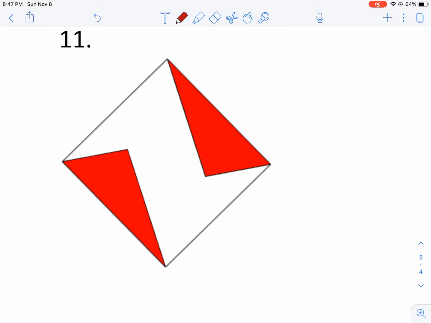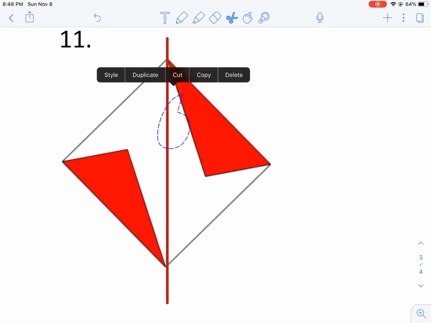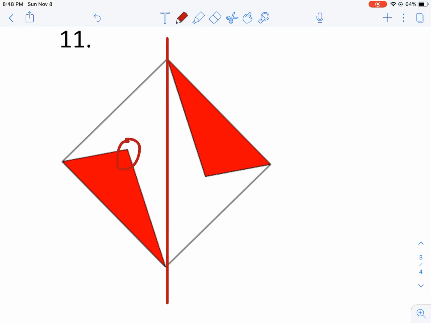Last but not least, because of the way this is colored with the red triangles, I actually think this has 0 lines of symmetry. I don't think there's anywhere you could draw this, because even if you drew straight up and down, I don't think this is going to work, because you've got the tip of the triangle up here, but over here the tip of the triangle is down, so they're not the same. So this one I actually think is 0.